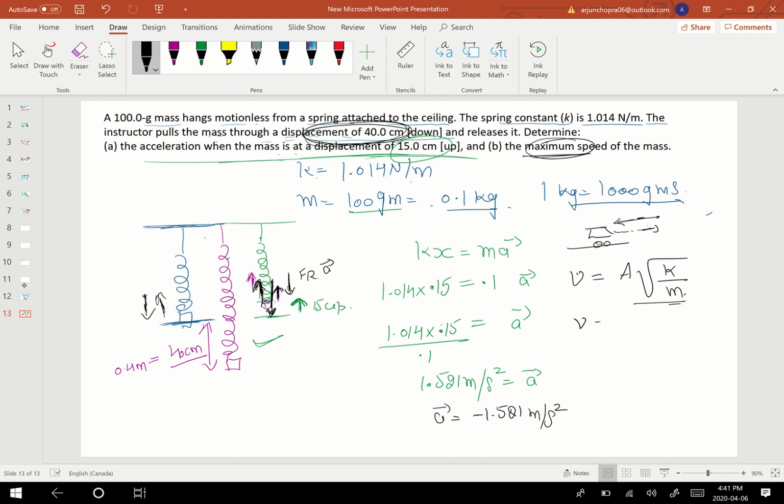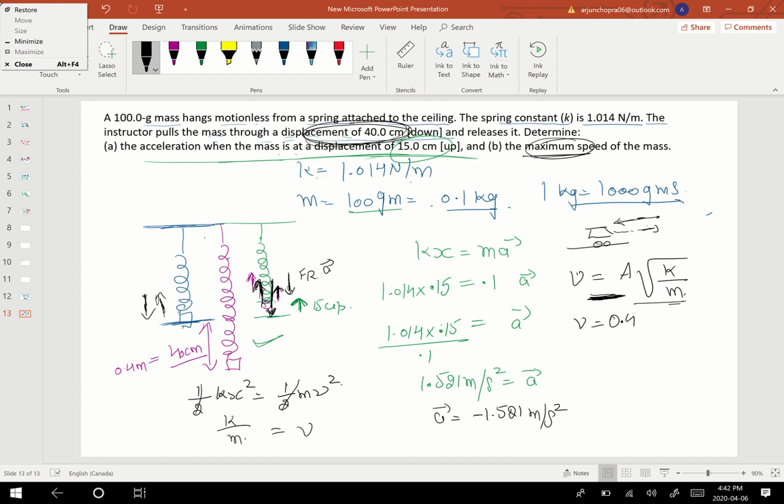So let's look into the answer for this one. So this value will be equal to, let's see, what is the value? The A value is 0.4, and I'm not 100% sure about this formula. Let me derive this formula. So half kx squared equals half mv squared. If I look into this formula, the velocity value will come out to be the square root of k upon m, with A outside. Yeah, so this is the correct formula.